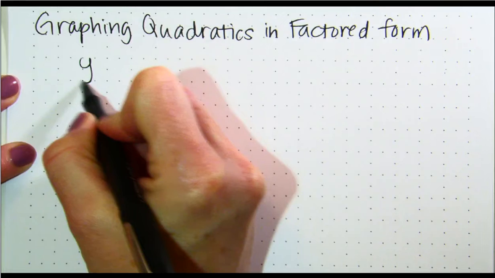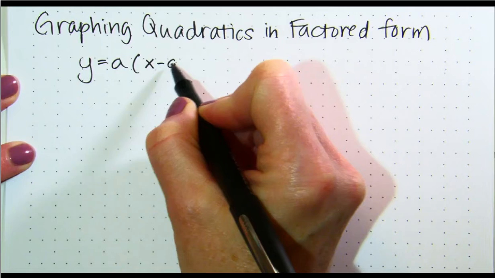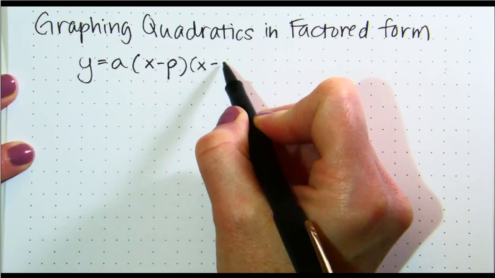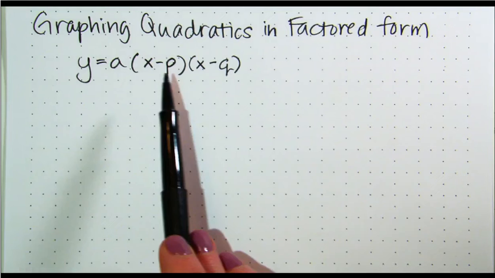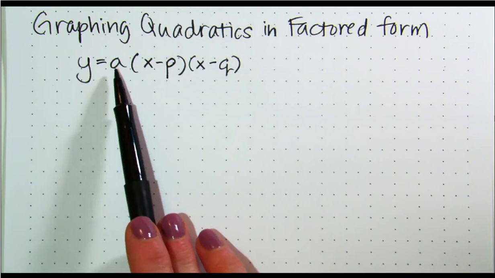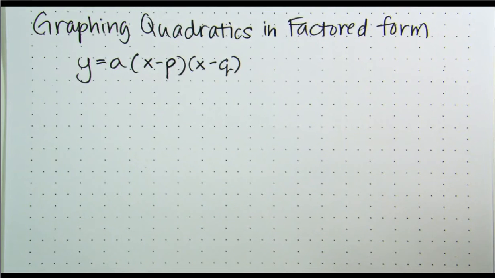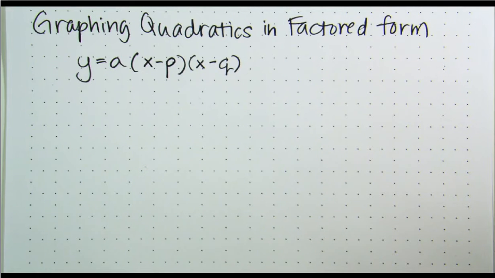Okay, so our factored form would be something like this: A times the quantity x minus p times the quantity x minus q. This would be a factored format where we have two binomials and a GCF that's been factored out. So, like I said, this process is something you can do if you are given an equation in this format and you want to graph it without having to simplify and turn it into standard form or anything like that.